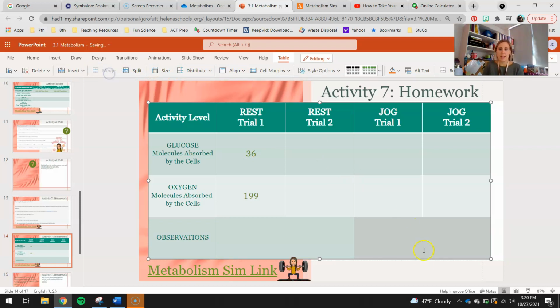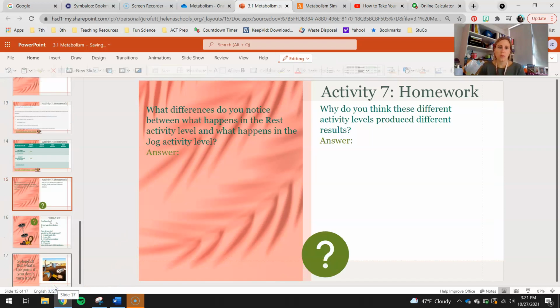You guys are going to do the exact same test, 2 trials, except you're going to do jog. What I want you guys to really look for is how do those numbers compare between resting and jogging? Would you expect to see higher numbers of glucose used up from the cells if we're resting versus jogging, or lower numbers? So think about what you see in those, make your observations accordingly, and then answer these last 2 questions.